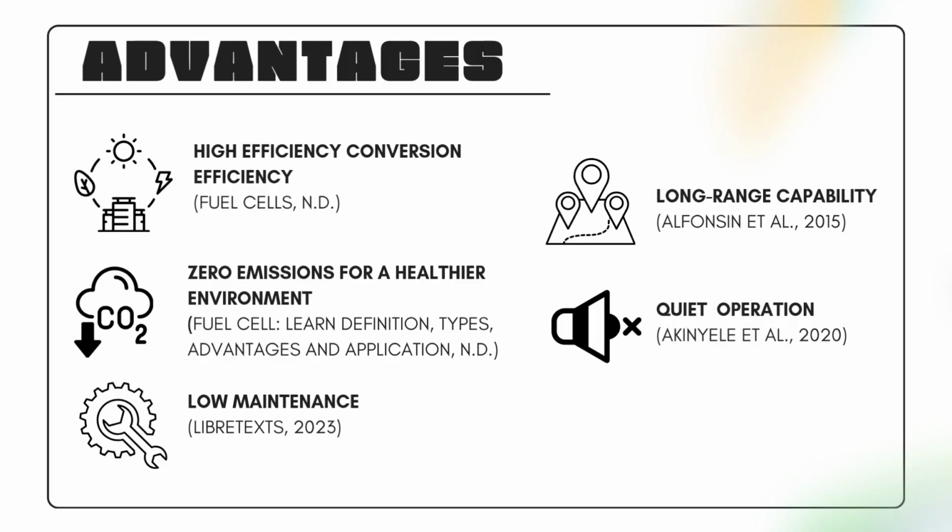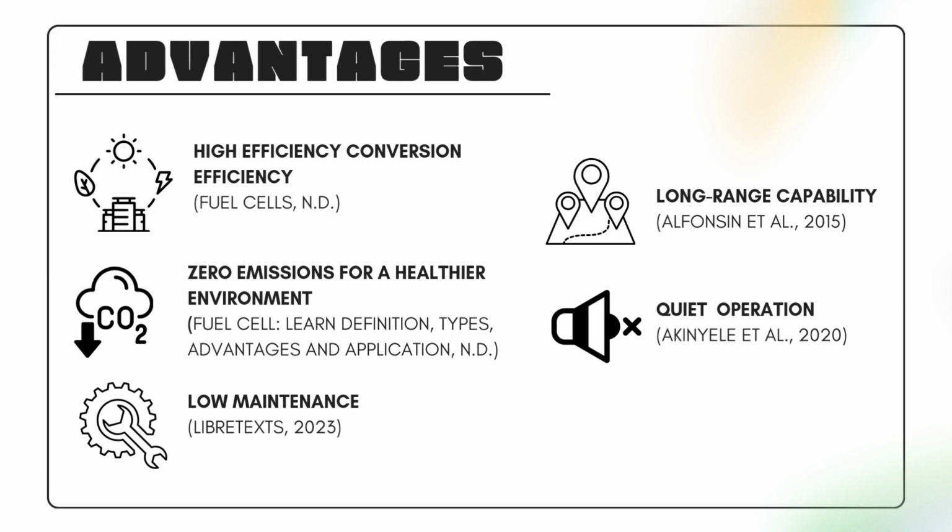Second is zero emission for a healthier environment. When a fuel cell uses pure hydrogen, the only thing that comes out of the exhaust pipe is clean water vapor. This is crucial because it means zero harmful pollutants like nitrogen oxides, which cause smog and breathing problems, and zero carbon dioxide, the gas that drives climate change. By using fuel cells, we are cleaning the air in our cities and protecting the planet.